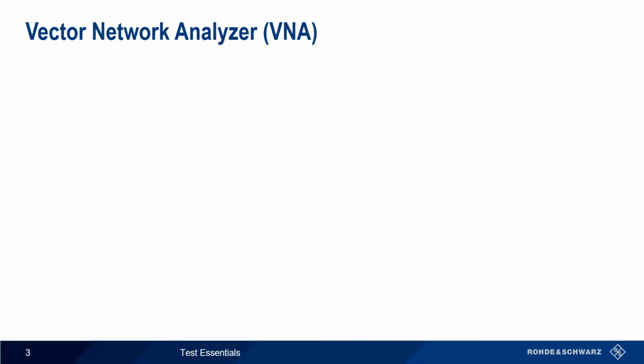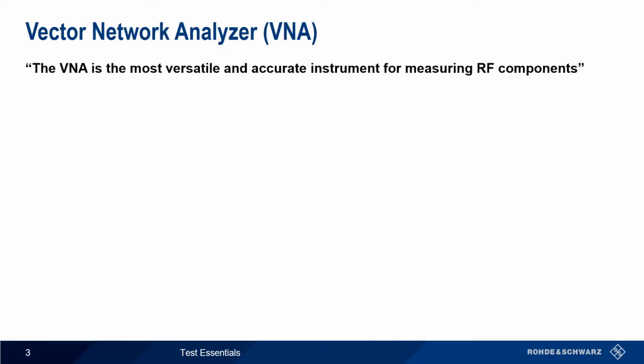We'll start our presentation with a bold statement. The VNA is the most versatile and accurate instrument for measuring RF components. It is versatile because it makes all its measurements using the most fundamental type of radio frequency signal, a continuous wave. Continuous waves have constant amplitude and frequency.